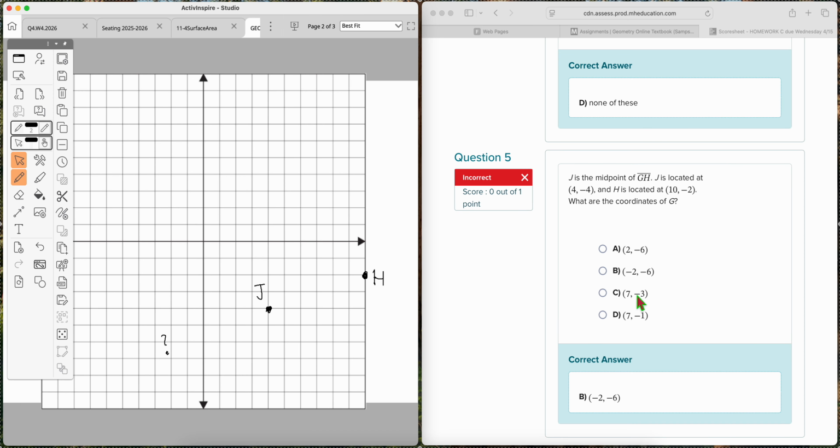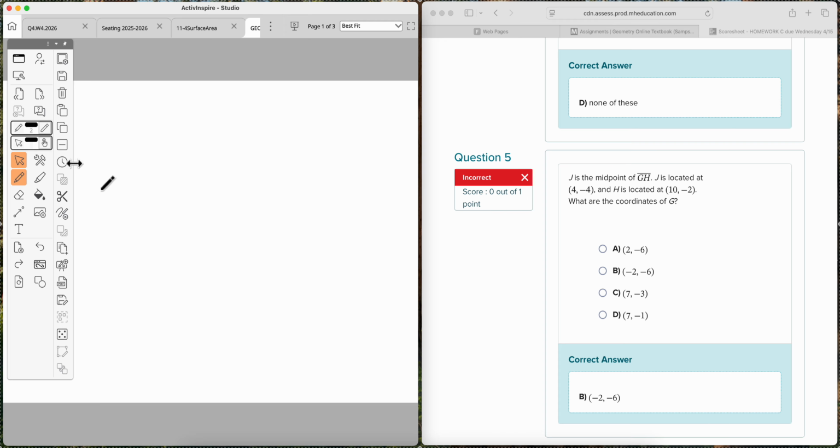I would guess that maybe options C and D might be for if you were trying to find a midpoint between these two points. That's what it looks like. (7, -3) would be around the midpoint for those, so make sure you're reading midpoint questions very carefully. I'm going to use this graph to check.